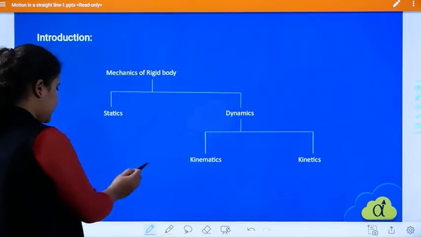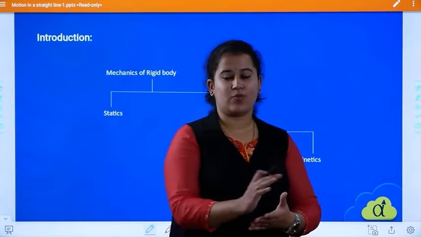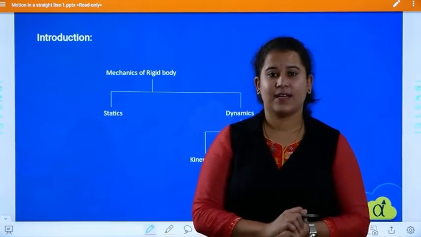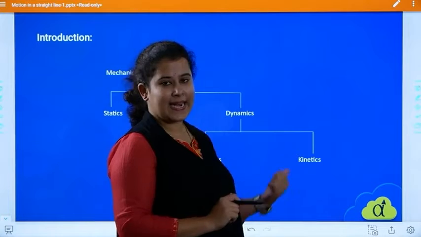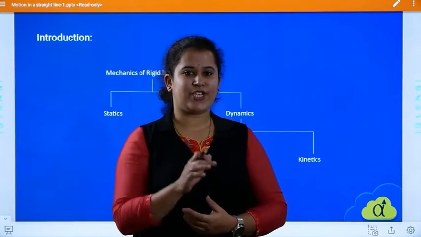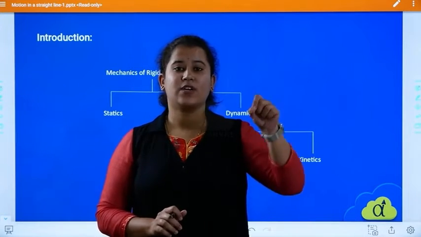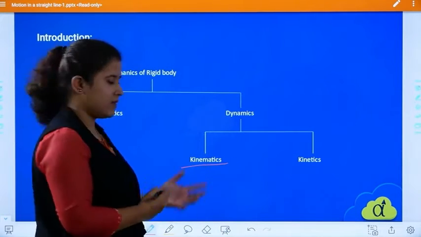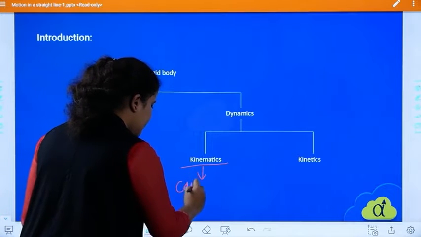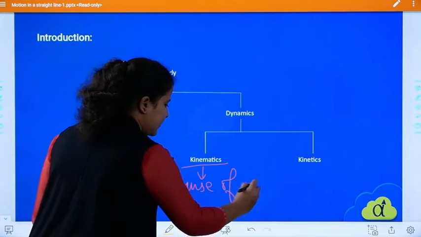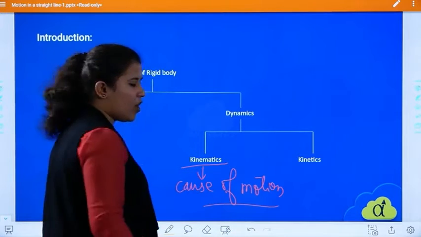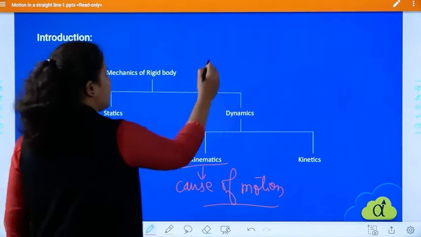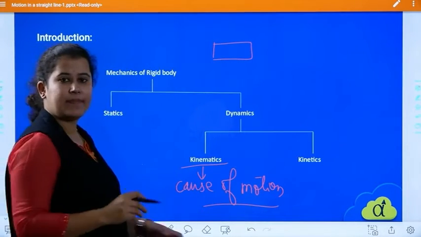What do you mean by kinematics? Any answers? Because kinematics and kinetics both have a bit similar pronunciation, right? So kinematics is a branch of mechanics, or a branch of dynamics, which deals with the study of the object without taking the cause of motion. Whenever you take kinematics, the cause of motion of the object is not considered. In what sense? For example, I'll take a box and place it on a table.